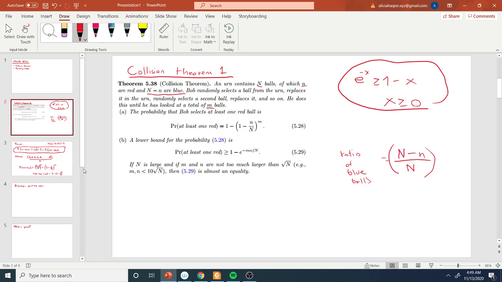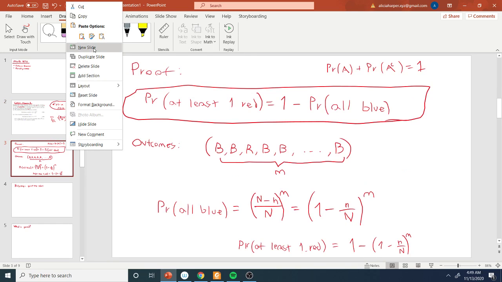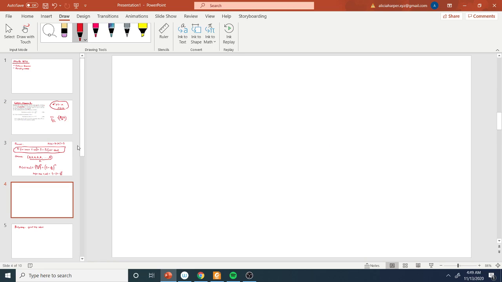Now, let me make a new slide right here. Make a couple, actually. Part B is going to use the observation that since 1 minus x is less than or equal to e to the negative x, then we also have that 1 minus x to the m is less than or equal to e to the negative x times m.